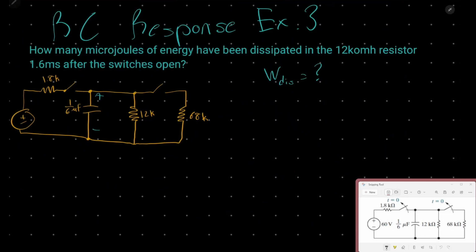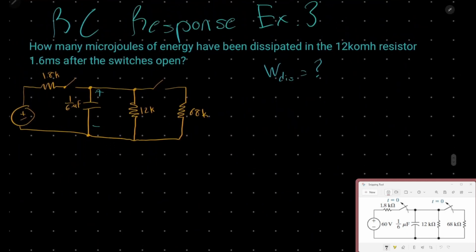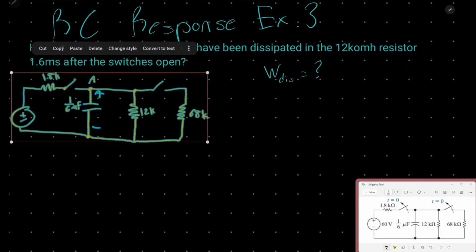Okay, here's another RC response example, but this time we're trying to find how many microjoules of energy have been dissipated in the 12 kiloohm resistor 1.6 milliseconds after the switch opens. To do this, first we are going to want to find the voltage at this node when t is less than 0. In this case, when t is less than 0, these switches are going to be closed. So first, we will redraw the circuit with the switches closed.